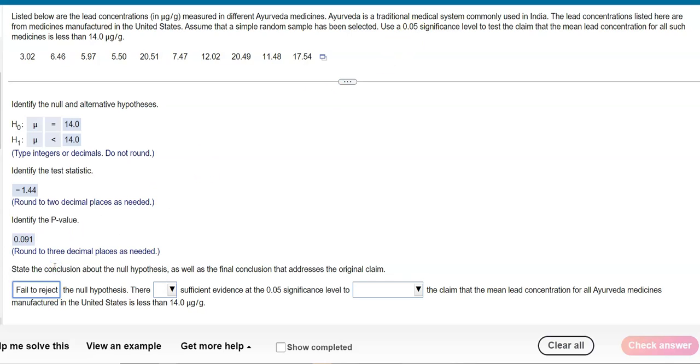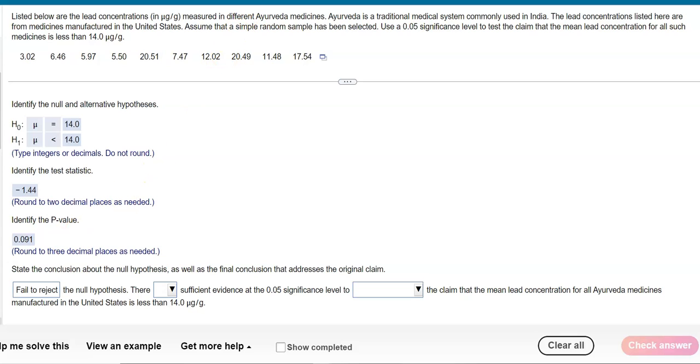the null hypothesis. So if we look back up, our null hypothesis said that the mean is equal to 14. The alternative hypothesis said that the mean was less than 14. And remember, that one was our claim. The statement in the H1, that was our claim. But we just decided we were going to fail to reject the null hypothesis.